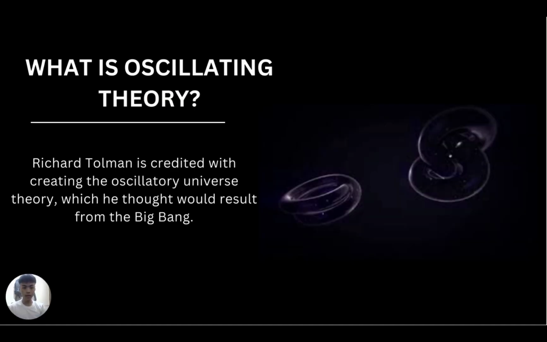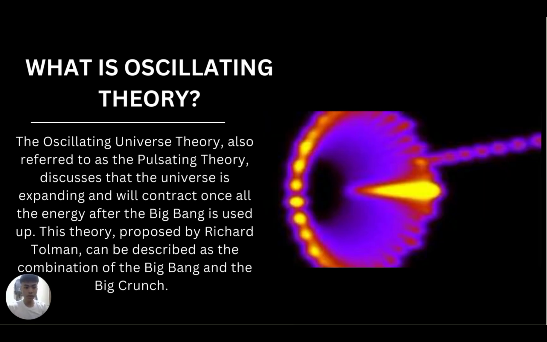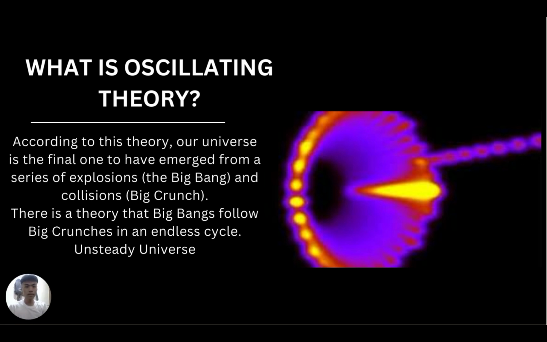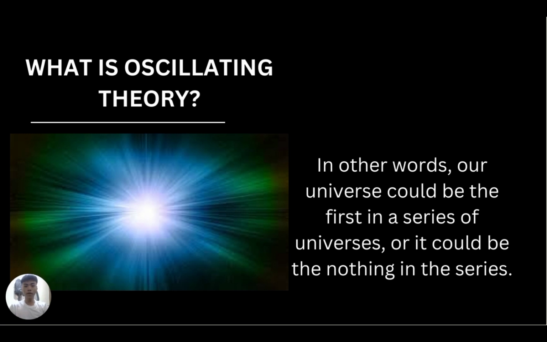What is the oscillating theory? Tolman is credited with creating the oscillatory universe theory, which he thought would result from the Big Bang. The oscillating universe theory, also referred to as the pulsating theory, discusses that the universe is expanding and will contract once all the energy after the Big Bang is used up. This theory proposed by Richard Tolman can be described as the combination of the Big Bang and the Big Crunch. In other words, our universe could be the first in a series of universes, or it could be the latter in the series.